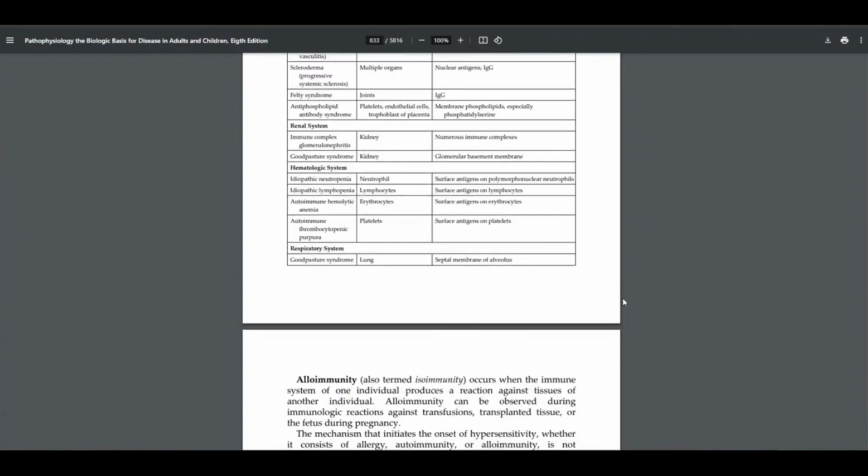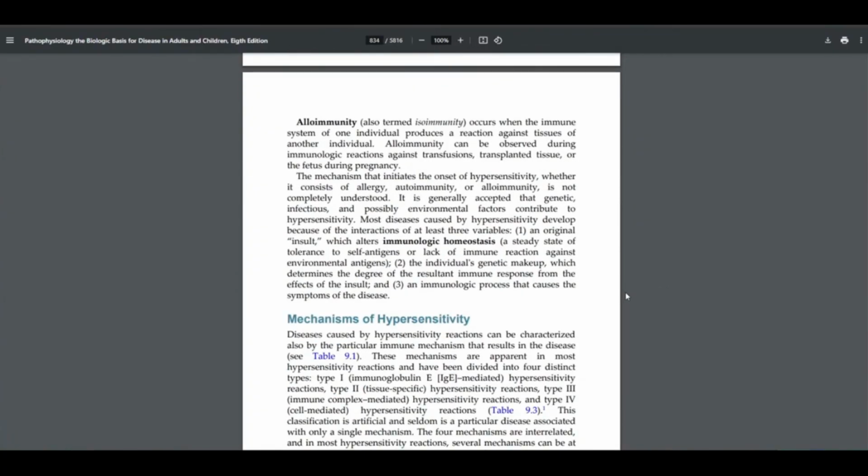So, with that being said, alloimmunity is also termed isoimmunity, and occurs when the immune system of one individual produces a reaction against tissue of another individual. Alloimmunity can be observed during the immunologic reaction against transfusions, transplanted tissue, or the fetus during pregnancy.